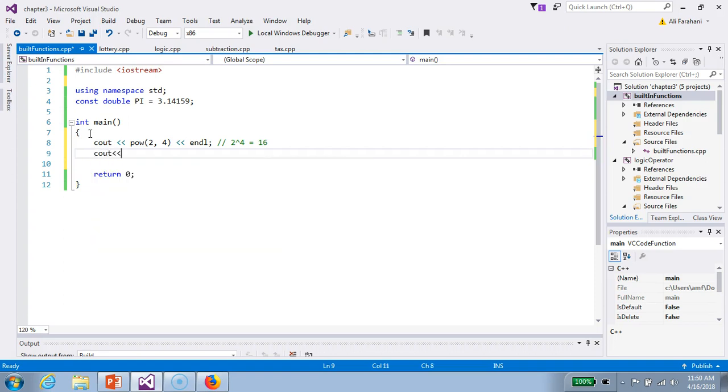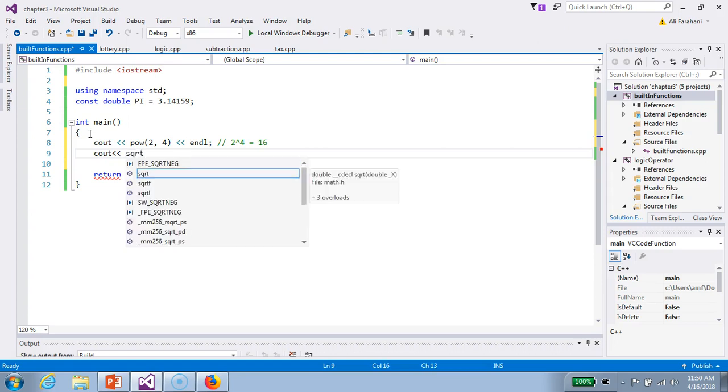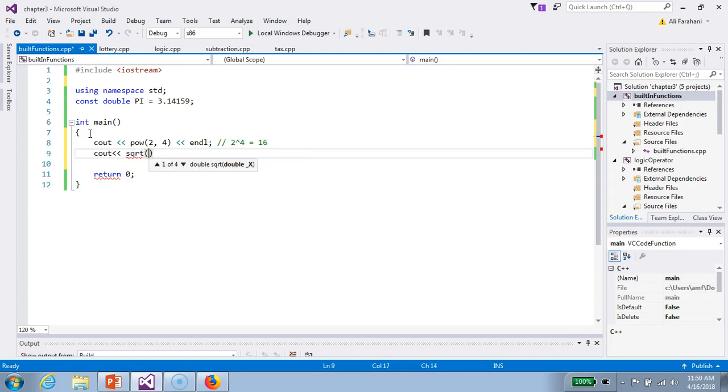Also, C++ provides us with a square root function. This is a new function, sqrt, and then the number you want to find the square root of. Let's say square root of 9. And then at the end, I'm going to run this program. So square root of 9 basically will give you 3.